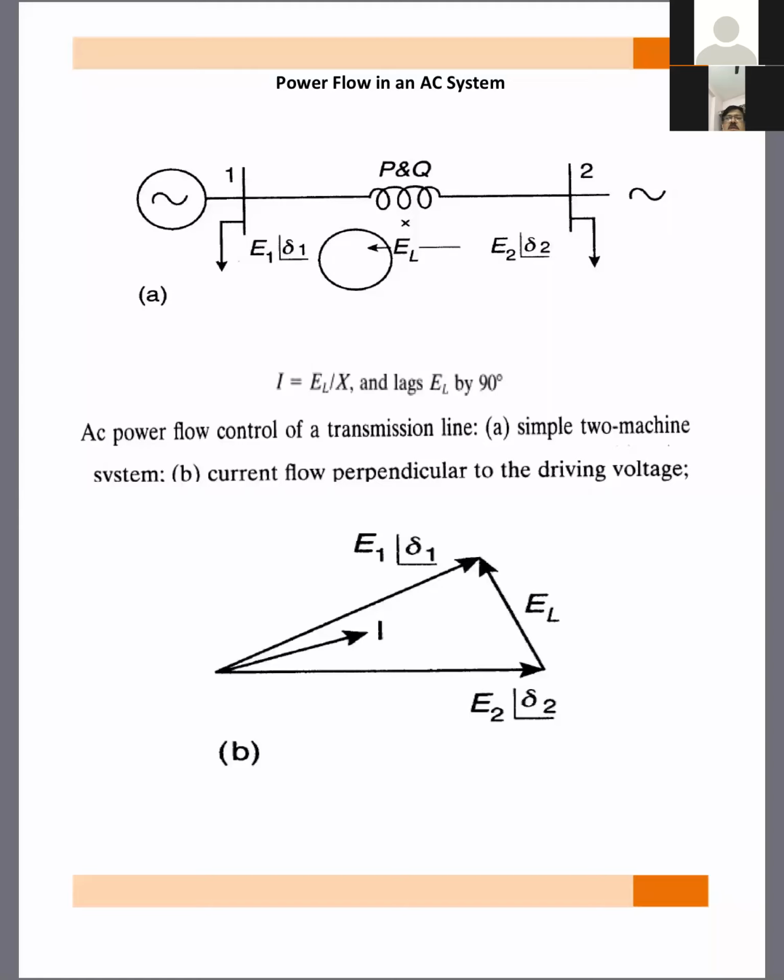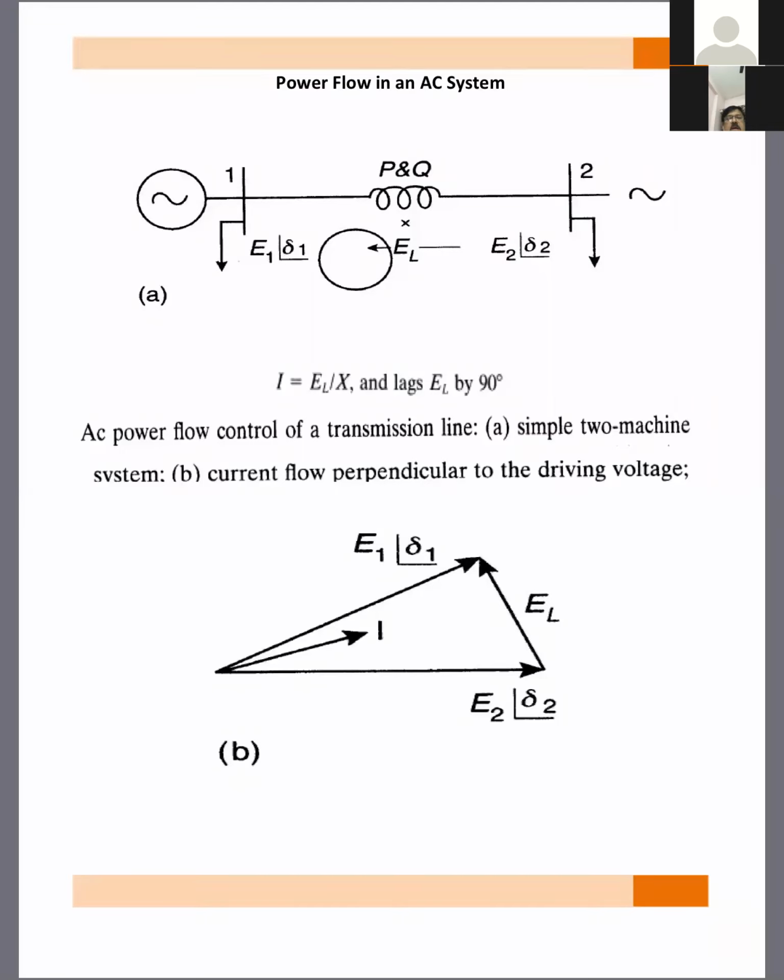Sometimes the second machine can be taken as a load, but generally this is the simple power system we consider while analyzing power flow, or even stability cases. This is the standard system, a single machine connected to an infinite bus bar, or a two machine system. You can see in this diagram there are two machines, or one generator and the other a load at the secondary side.